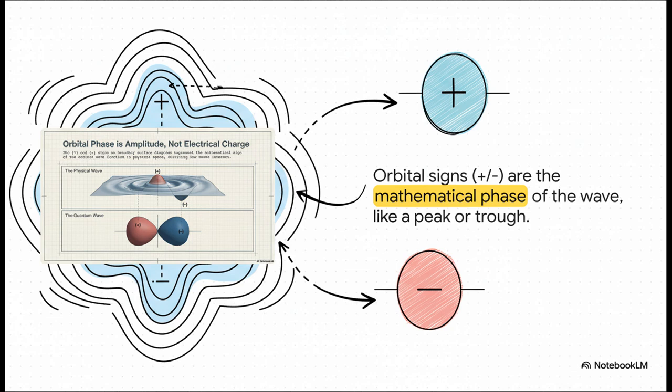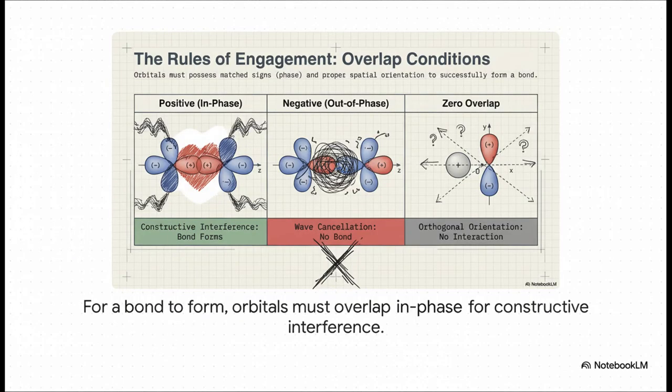The plus sign is like the peak of the wave, the part that's above the surface, and the minus sign is like the trough, the part that dips below. It's just a way to describe the wave's amplitude at that spot, and this phase is what determines everything about how two orbitals are going to interact. Which leads us to the rules of engagement.